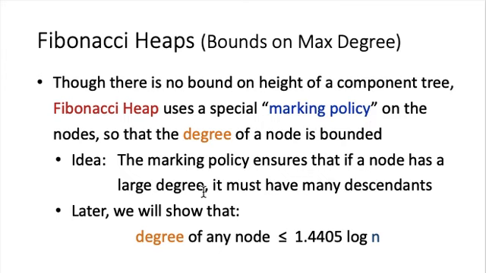The idea of this marking policy is to ensure that if a node has a large degree, then it must have many nodes as its descendants. So in that case, it is difficult for a node to have many descendants, so it is difficult for a node to have a large degree. So this is the basic idea. In the next lecture, we will show that the degree of any node within this Fibonacci heap will be smaller than or equal to a constant 1.4405 multiplied by log n. So the maximum degree of a node is order of log n.